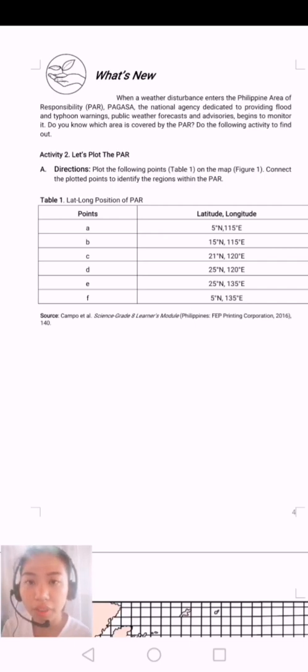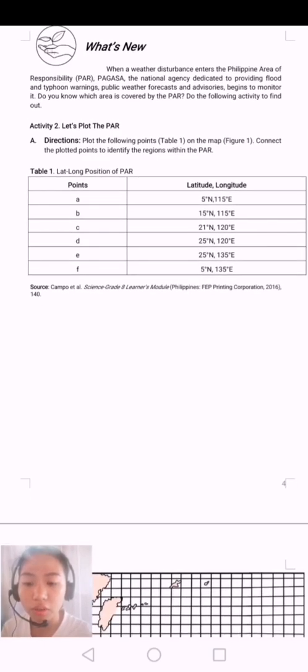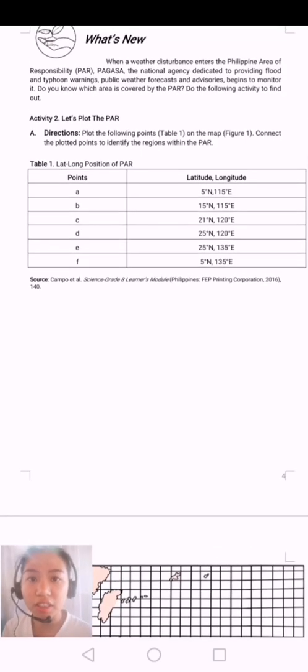Your module. When a weather disturbance enters the Philippine Area of Responsibility or PAR, the Philippine Atmospheric, Geophysical, and Astronomical Services Administration or PAG-ASA, the national agency dedicated to providing flood and typhoon warnings, public weather forecast and advisories, begins to monitor it. Do you know which area is covered by the PAR? So for us to know what areas are covered within the PAR, we are going to do the following activity.